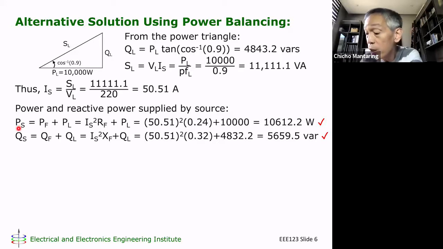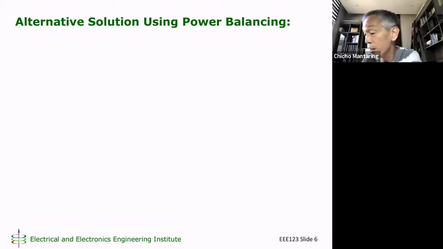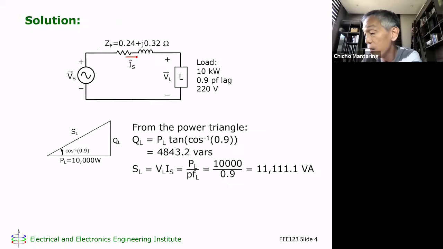The power supplied by the source is the power absorbed by the feeder line plus the power absorbed by the load. Okay. The power absorbed by the feeder line is just I of S squared times the resistance of the feeder line. The resistance of the feeder line is 0.24. So, asan yan dito? Ito, no? 0.24. That's the resistance of the feeder line.